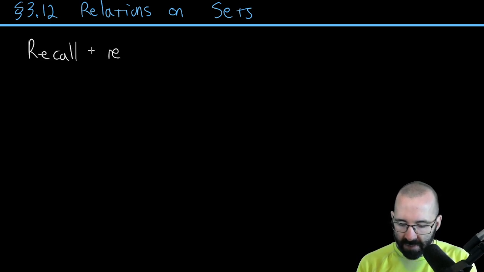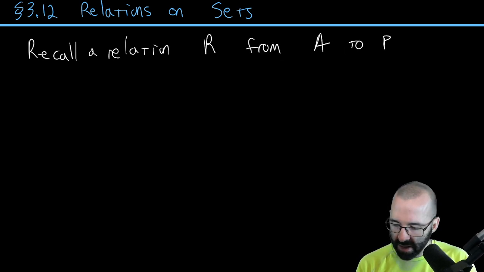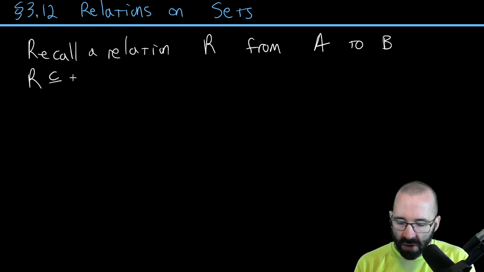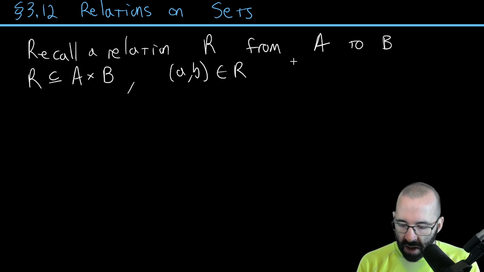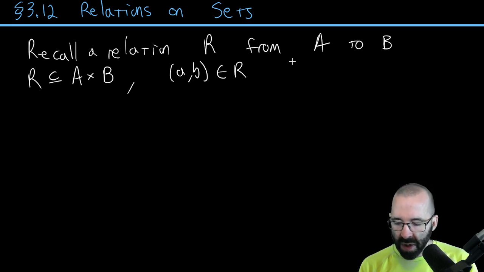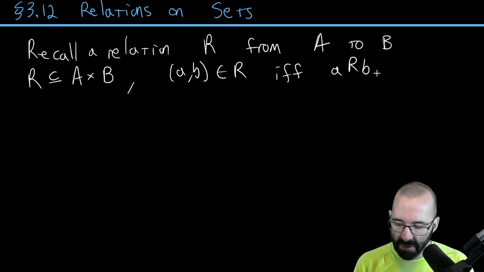Recall a relation, capital R, from some set A to a set B. Remember, we talk about relations as sets of ordered pairs. So we're going to have an element in that relation. Remember, this is the Cartesian product, all the ordered pairs from those, and R is going to be a subset of that. So an ordered pair (a, b) is in the relation if and only if, again, we say the element a is related to the element b.